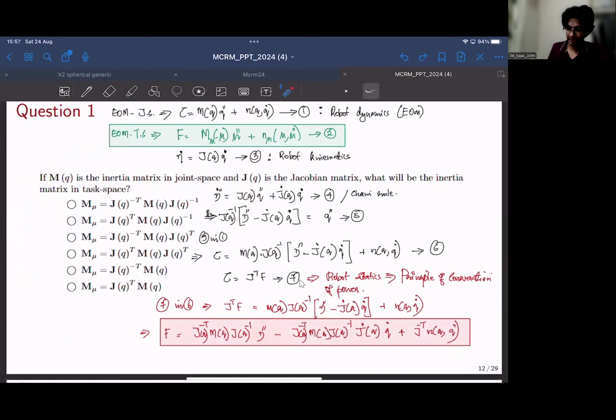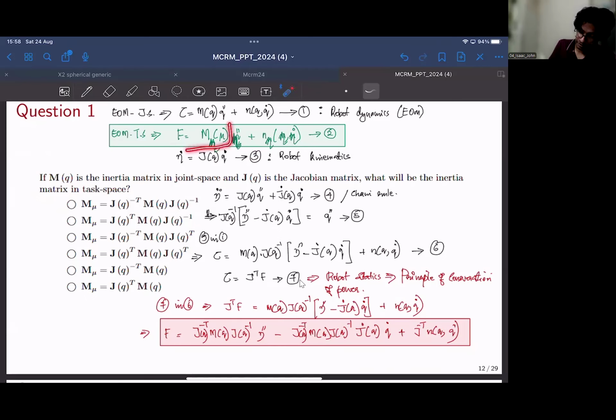Yeah, in here I have used mu instead of eta. Apologies for that, but eta and mu basically denote variables in task space. Both are used to define the variables in task space.